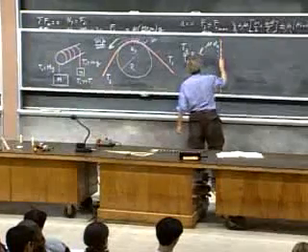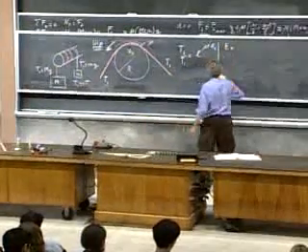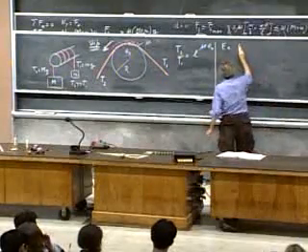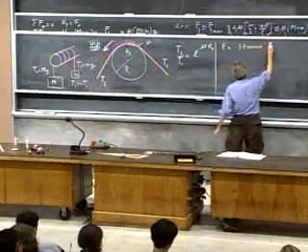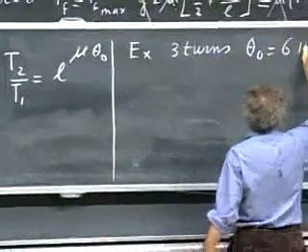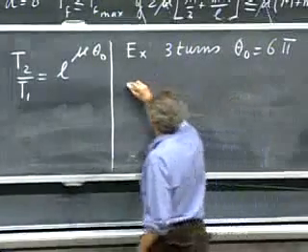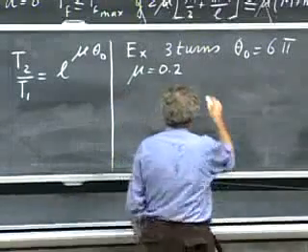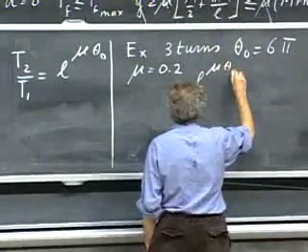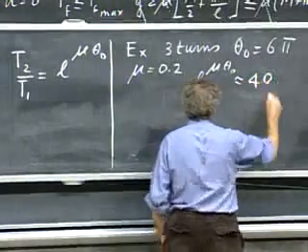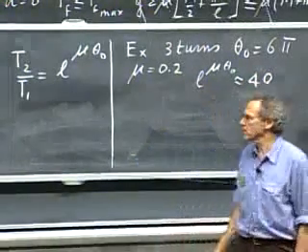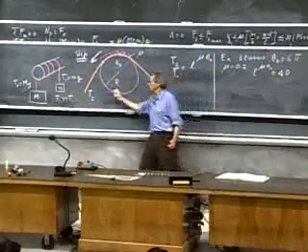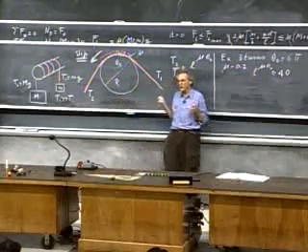Let us take, let's say, 3 turns. We wrap the rope around 3 times. So 3 turns means theta 0 equals 6 pi, and let the friction coefficient mu be 1/5, 0.2. So e to the power mu times theta 0 is now about 40. What that means is that with a force on this side which is 40 times smaller than the force on that side, I have a balanced situation.